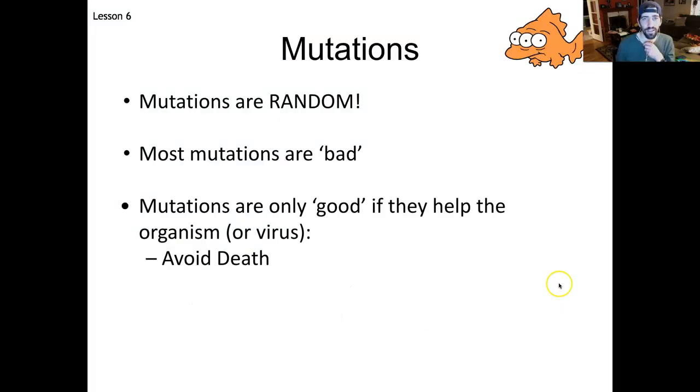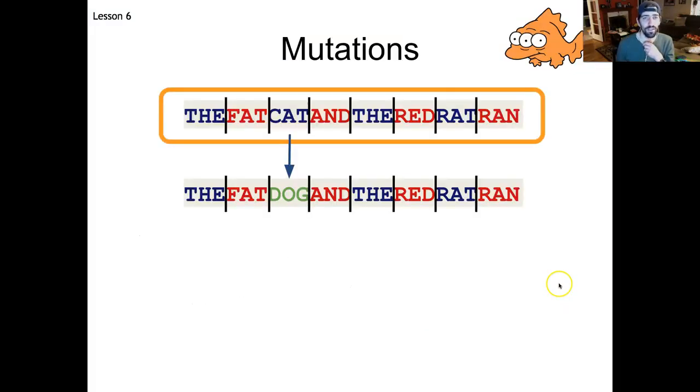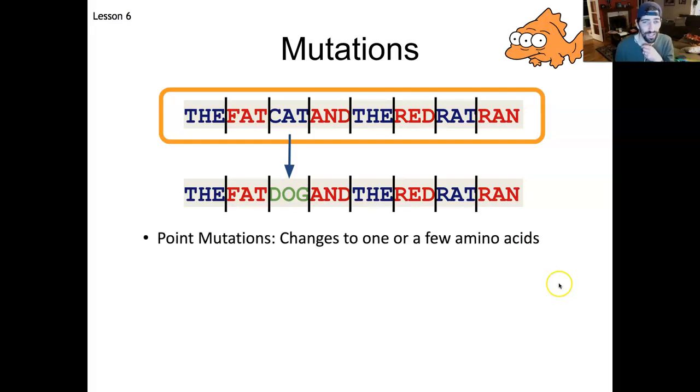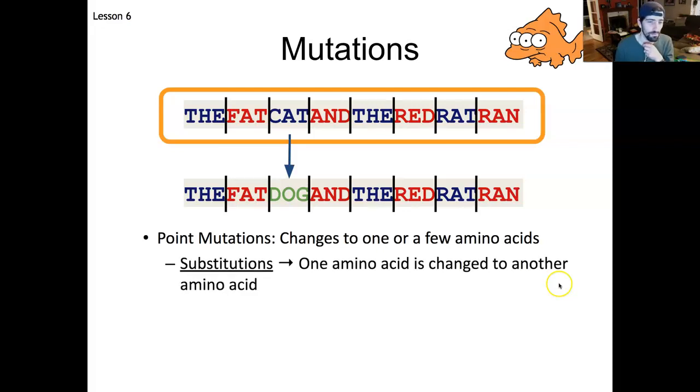And the key is, it has to do with mutations. So let's start with this. You might have a sentence like the fat cat and the red rat ran, and each one of those 3-letter words could represent an amino acid, and a mutation is simply any time one of those amino acids changes from one word to another word. So if we change from cat to dog, that's a mutation. Okay? So that's a point mutation, and you could change it one at a time, or in some cases you could replace a couple words, and that's fine.